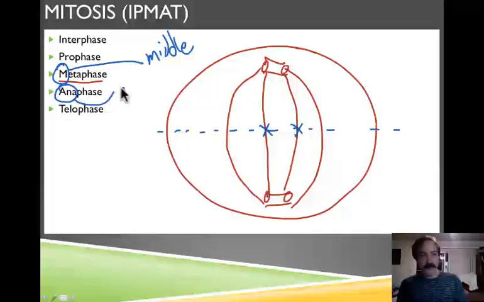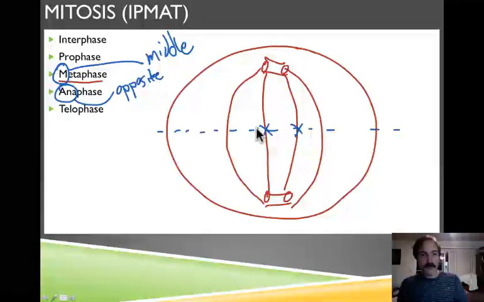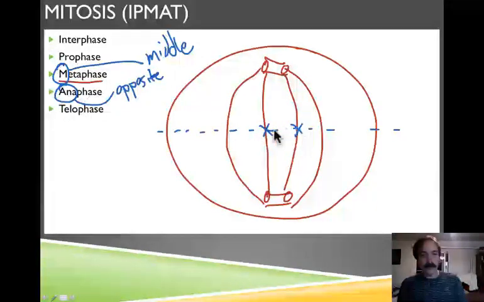Ana, think of this as meaning opposites. Okay, so right now our chromosomes are sitting right at the midline. And in order to understand what happens in anaphase, you have to remember what a chromosome looks like.